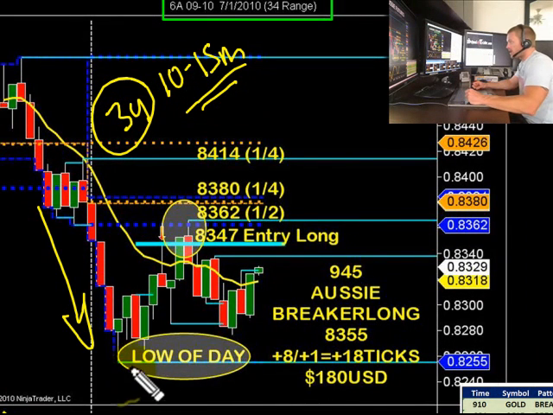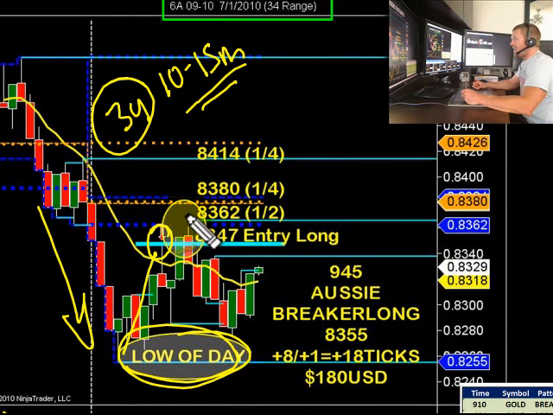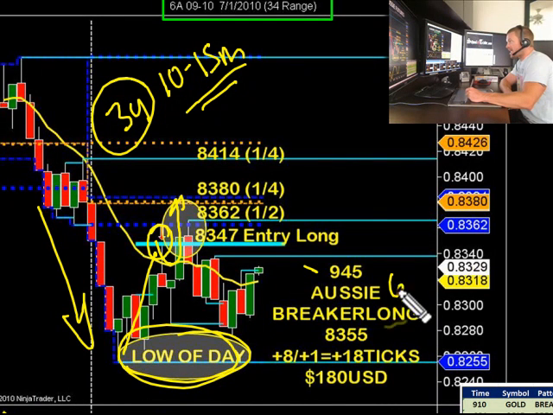We're going to bounce off the low of day. We come up. We mark up our swing high. 83.47 was a swing high. And so we look to get above that 83.47 for reversal off the lows. Now again, this is that same two-step pattern. 83.45 on the 6A, the Aussie dollar. Breaker long.